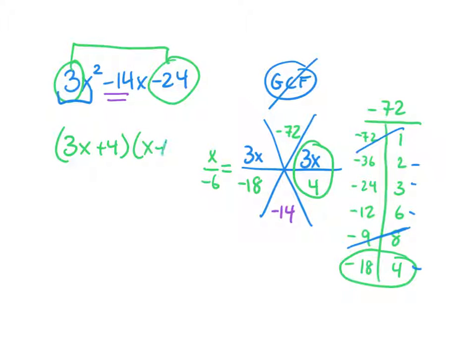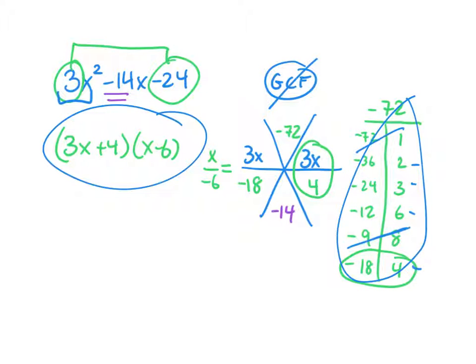So x minus 6. And just to do a quick FOIL check, 3x times x is 3x squared. 4 times negative 6 is negative 24. And then the OI part of FOIL looks like it does indeed add there. So good to go, circle. So sometimes it will take a little bit of effort, and sometimes the snowflake will be super quick.